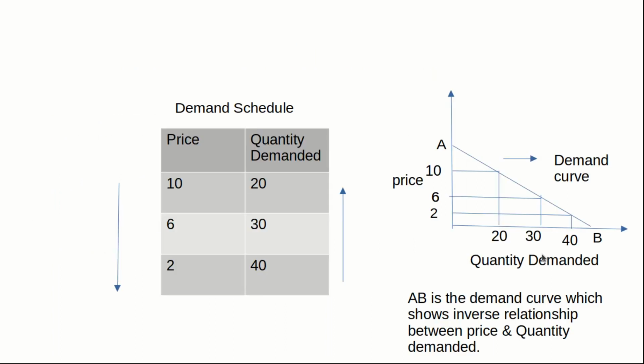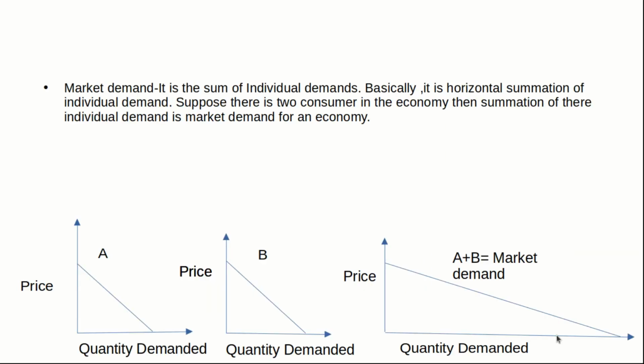We move to the next slide. So this is the demand schedule. As the price increases, quantity demanded decreases. As the price falls, quantity demanded increases. There's an inverse relationship. We can plot this demand schedule into this diagram and we'll get the AB demand curve. It's the demand curve which shows the inverse relationship between price and quantity demanded. We move to the next slide.